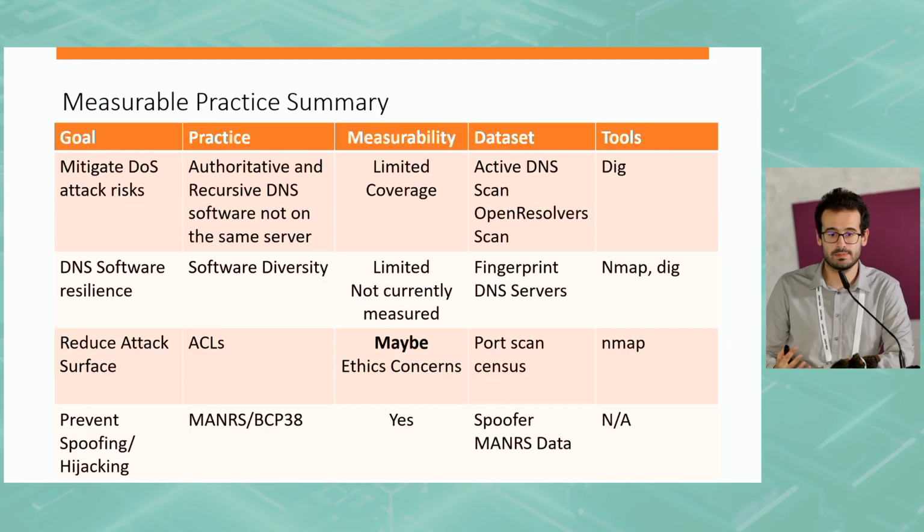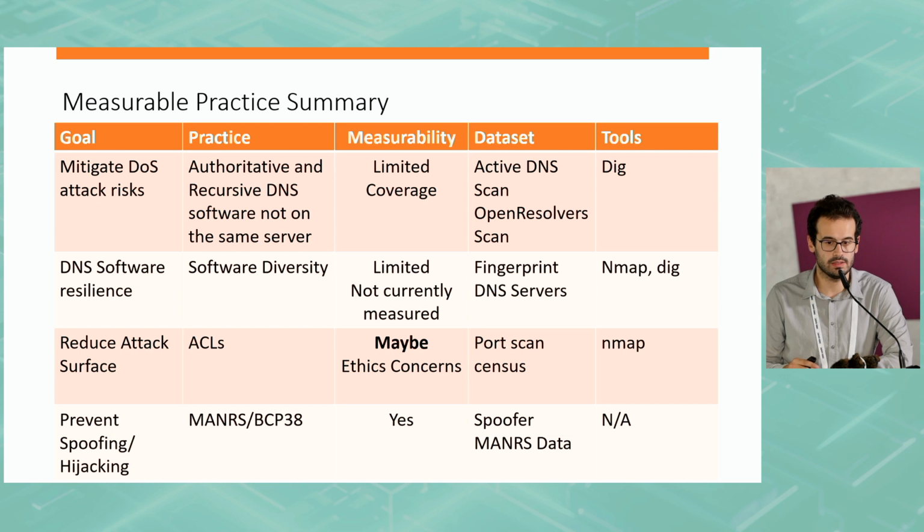Then we have a set of best practices that are common to both authoritative and recursive name servers. The first one is that you should not put your authoritative name server on the same server where your recursive name server lies, basically not use the same server for recursive and authoritative. And this is surely measurable by using basically active DNS scans and OpenResolver scans. However, it has limited coverage because, for example, you can run a recursive name server just for a subset of your IP space, and then we have no visibility about that. Or you can run an authoritative name server on your recursive name server for a small set of names, and we don't have visibility about this.